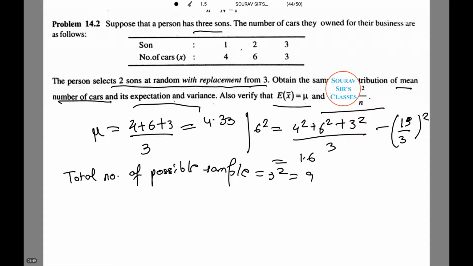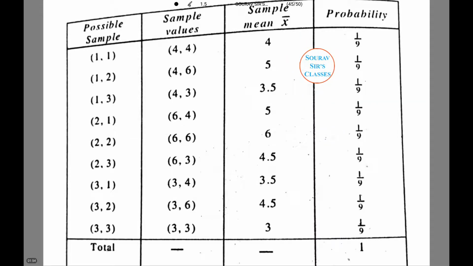All possible samples, values of the sample mean and probabilities will be shown in the following table. Thus starting with 1 1, the sample values are 4 4, sample mean x bar is 4 and the probability is 1 by 9. Next 4 6, 5, 1 by 9; 4 3, 3.5, the probability is 1 by 9, and proceeding further we obtain all the probabilities, and upon addition we see it comes to 1, hence the probabilities are mutually exhaustive and thus there are no errors.